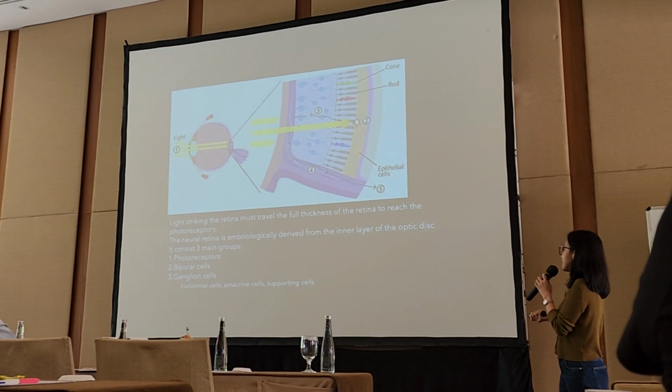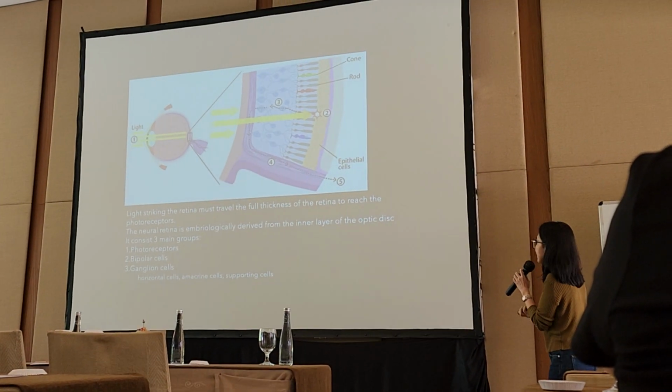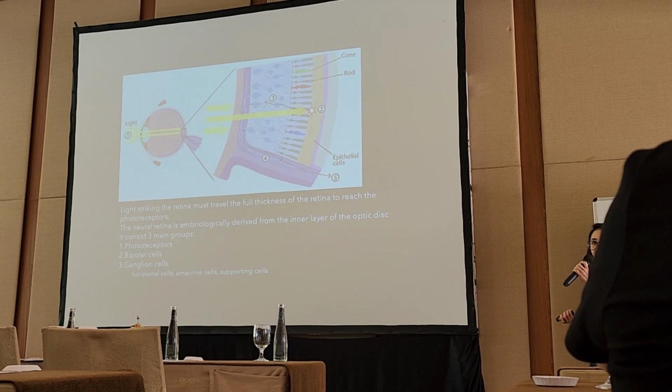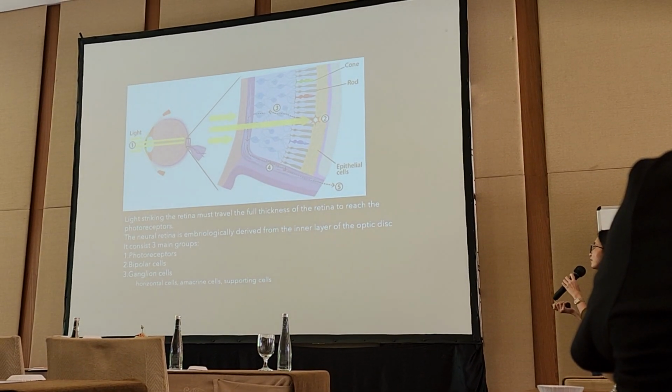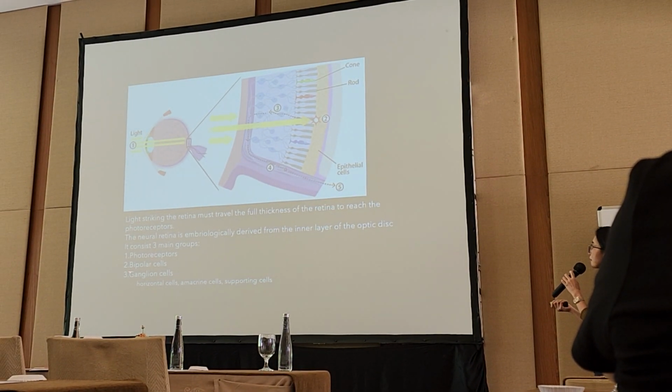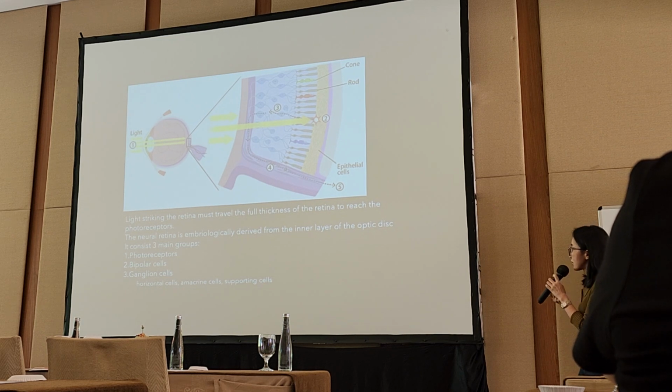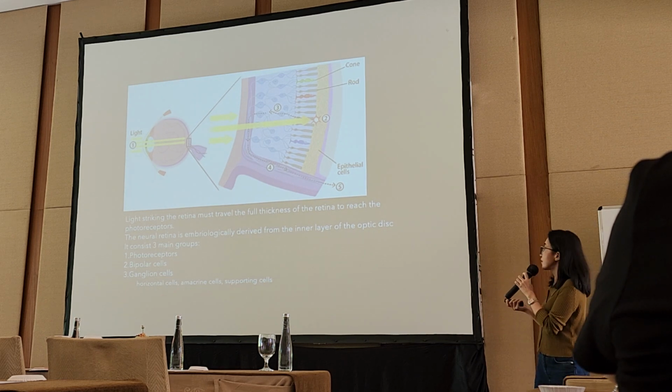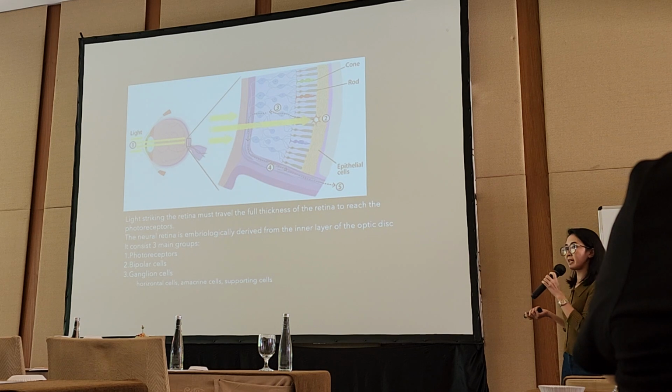The neural retina itself is embryologically derived from the inner layer of the optic cup. It consists of three main groups: photoreceptors, bipolar cells, and ganglion cells. Photoreceptors are over here, bipolar cells are somewhere over here, and the ganglion cells are over here. We also have horizontal cells, amacrine cells, and other supporting cells, mainly glial cells, for the architecture of the retina.